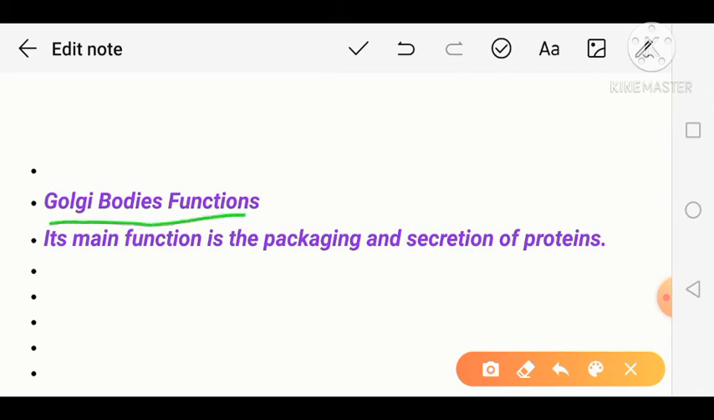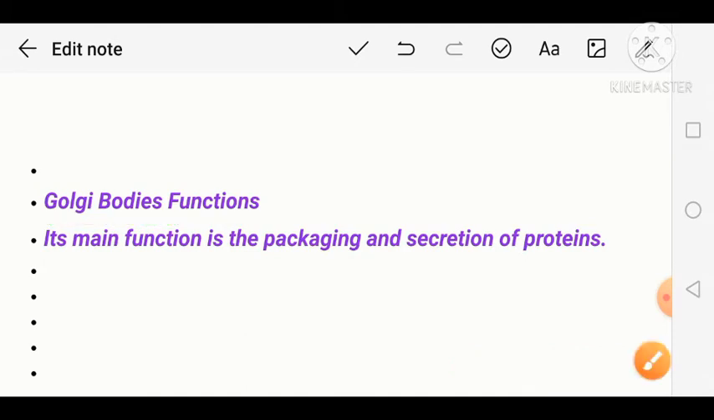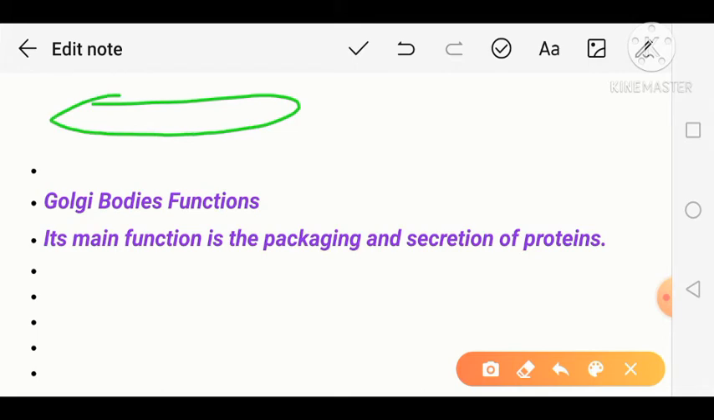So we will see the function of the Golgi complex. Up to now we have seen its structure. The structure of the Golgi complex is composed of flattened cisternae and vesicles. These are the two important forms of the Golgi complex. This is the cisternae and this one is the small vesicles.